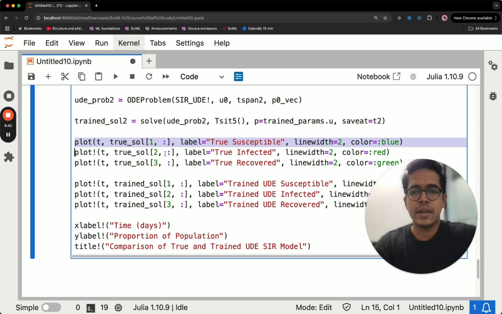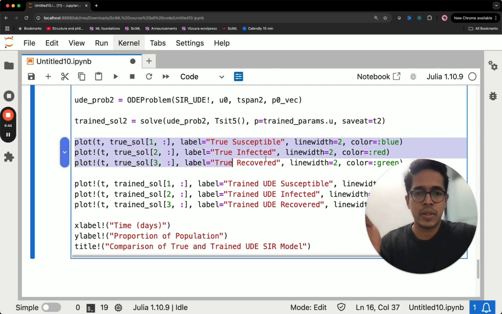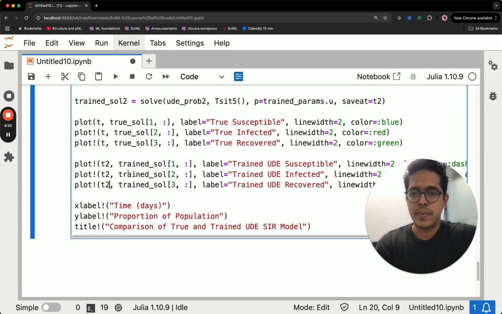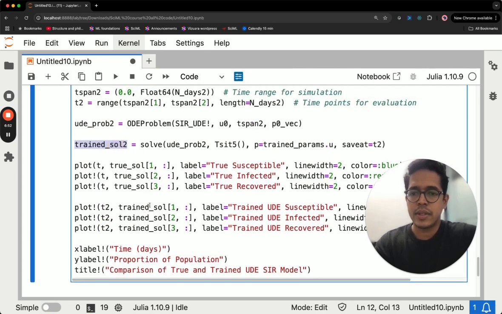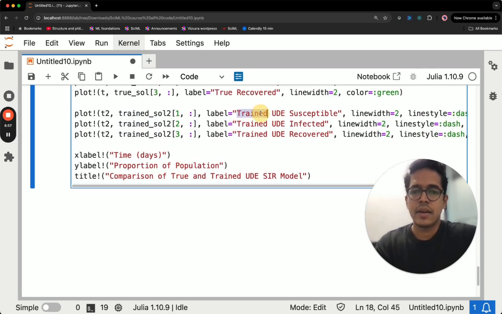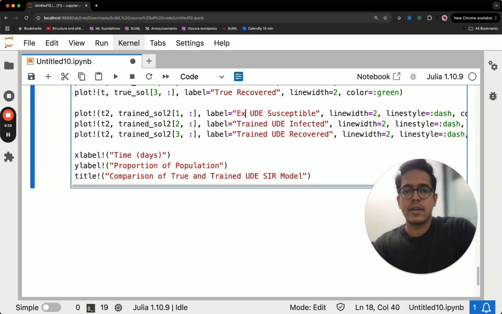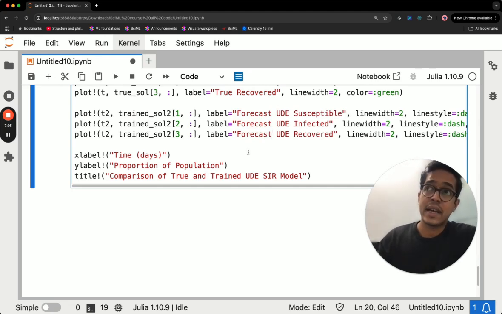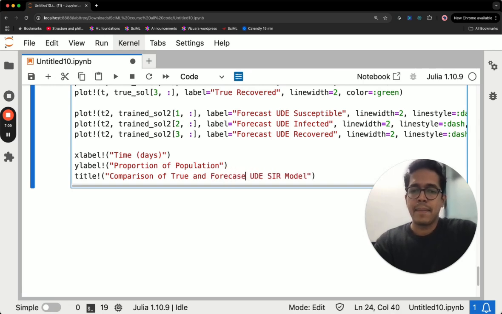And true solution, anyway, the ground truth is available only till 25 days. So this T I'm not going to change, but this I will keep T2. And I'll use trained solution 2 here. Trained, extrapolated, or I would say forecast. It's not entirely forecast. It's only forecast after the 25th day. Let's see. I hope this runs.